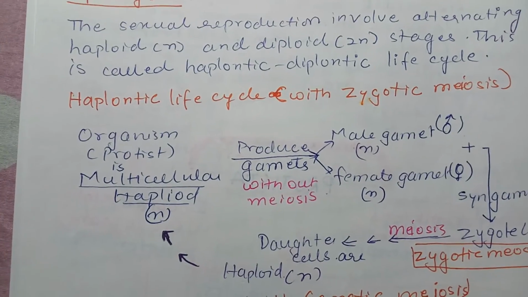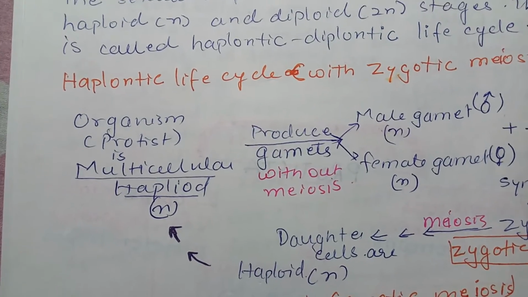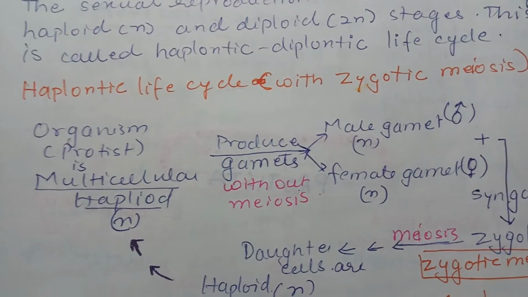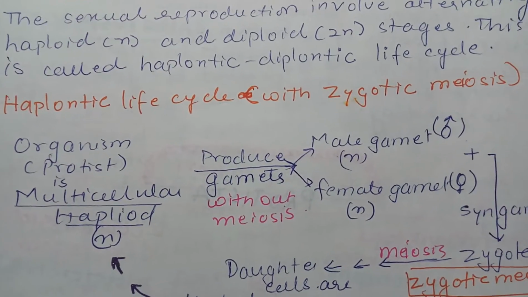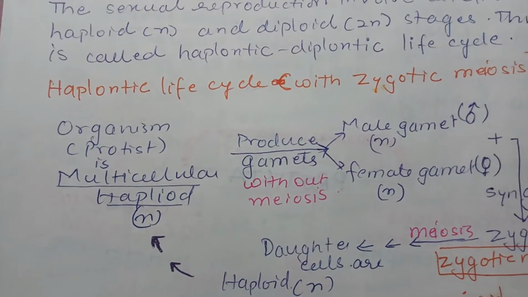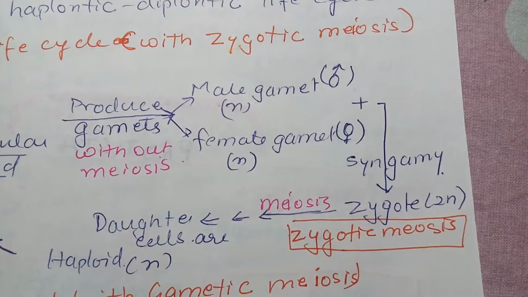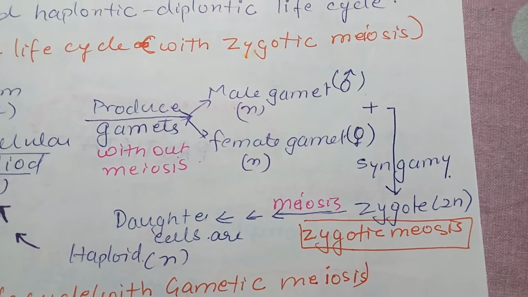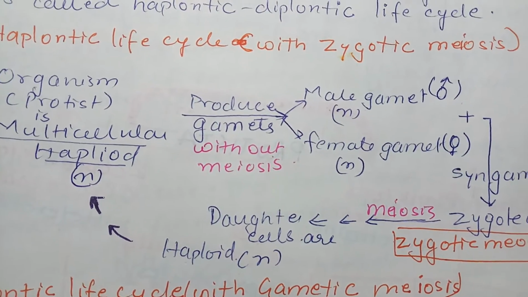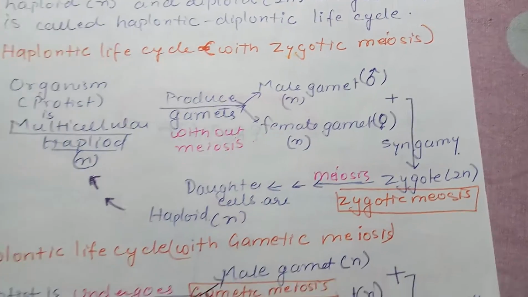Now just have a brief idea of the haplontic life cycle. It is with zygotic meiosis. The organism here is haploid, multicellular, and it produces the gametes. Gametes are always haploid. Here no meiosis is required, so without meiosis it generates the gametes. Now the fusion of gametes occurs and it produces a zygote which is diploid. This zygote will undergo meiosis to produce daughter cells which are haploid. So this meiosis is called zygotic meiosis.